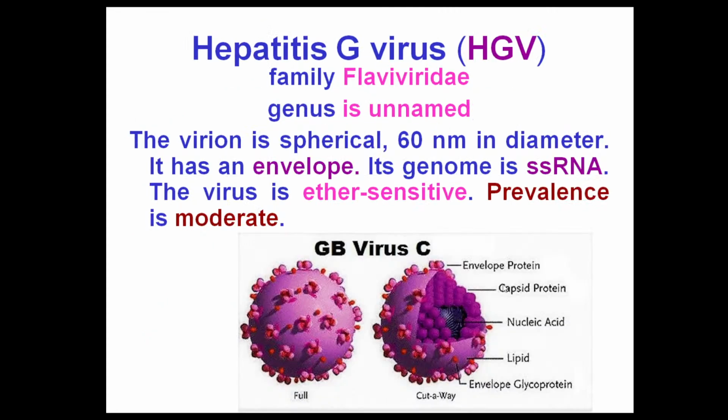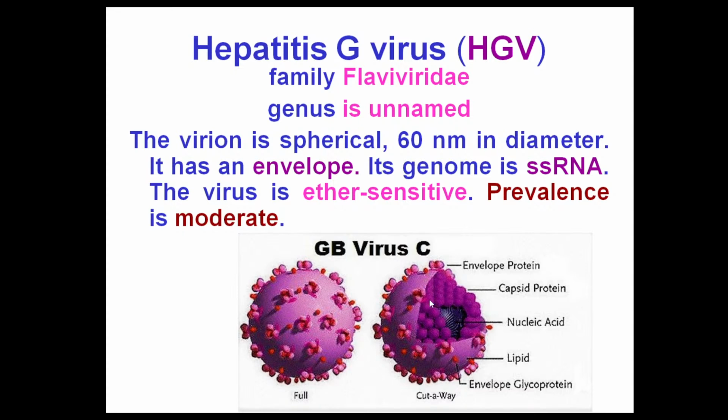A few words about hepatitis G virus. It belongs to family Flaviviridae, and we believe that the virion is spherical, 60 nanometers in diameter, and it has an envelope. The genome is a single-stranded RNA molecule, and because of the envelope, the virus is ether and acid sensitive. The prevalence of this virus is moderate, and you can see here that it has the major capsid protein and the nucleic acid inside the icosahedral capsid.